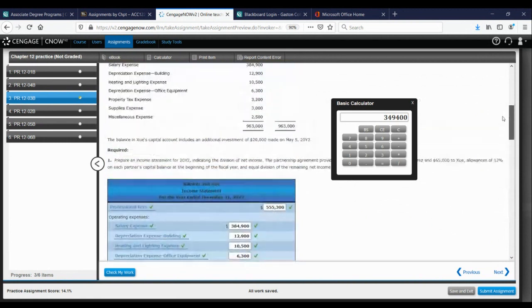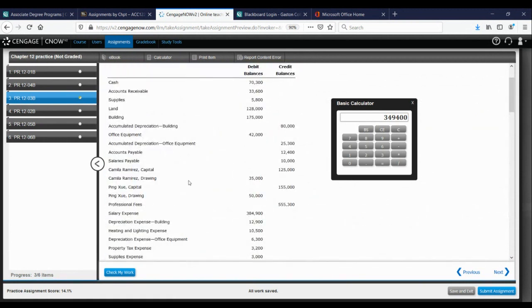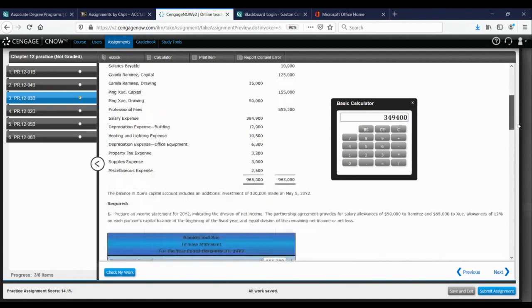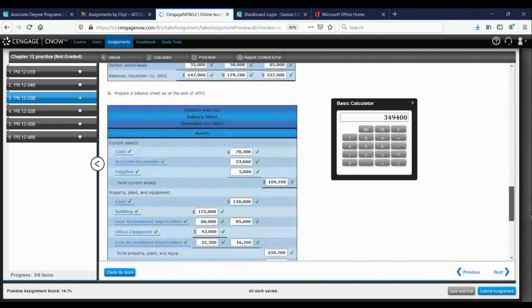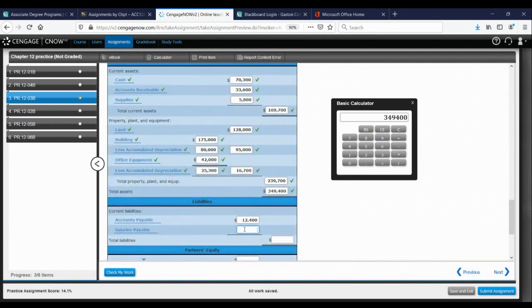Your salary payable was also given at $10,000. These were the only two current liabilities that you had, and there were no long-term liabilities for this company. So we're simply going to add the two liabilities together to get the total liabilities.